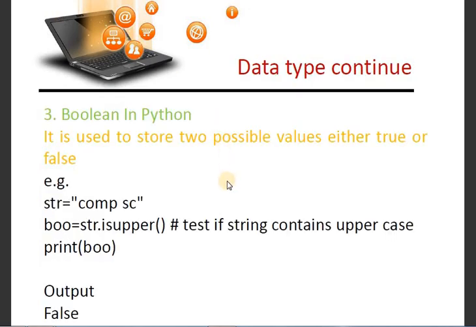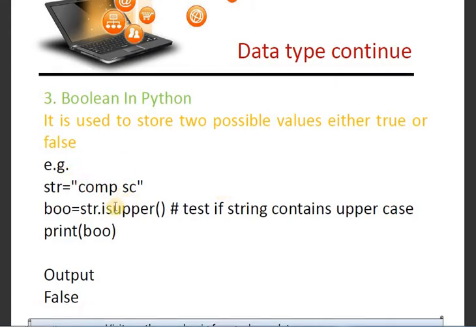Now another one, this is the boolean in Python. You know, students, that there are two boolean constants, either true or false. So this is the example. This is computer science, str.isupper. Upper means either it is true or false. So it will return in terms of boolean constant false.